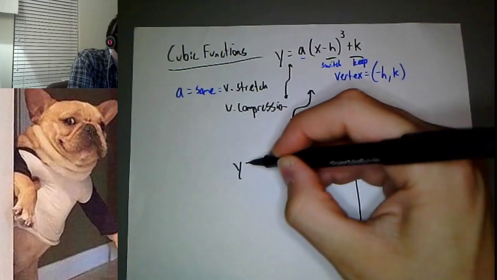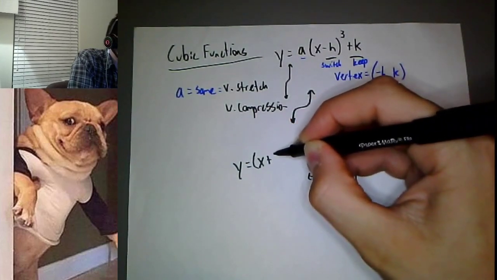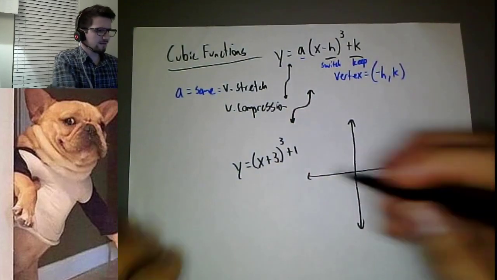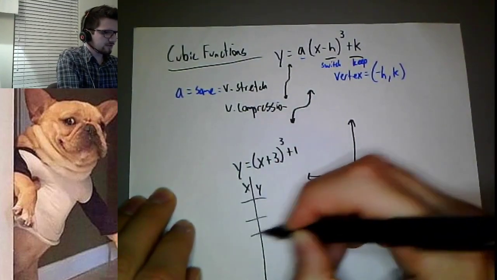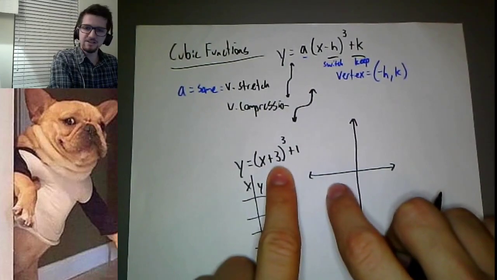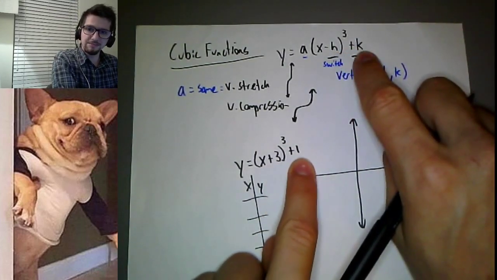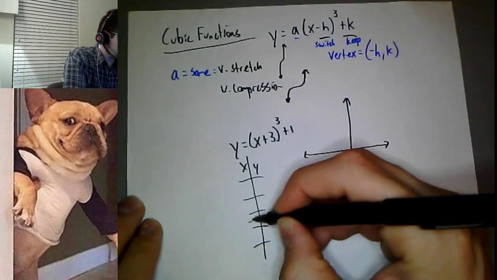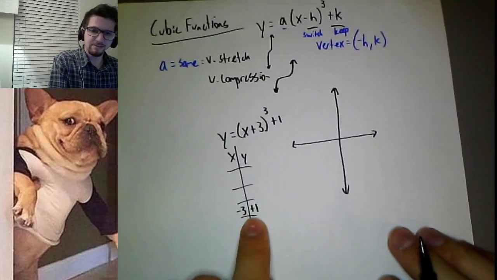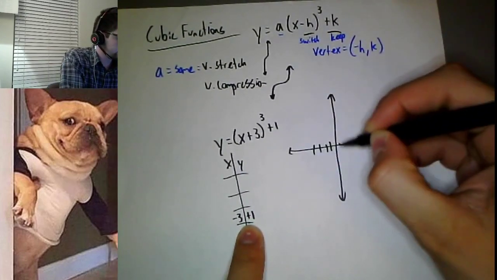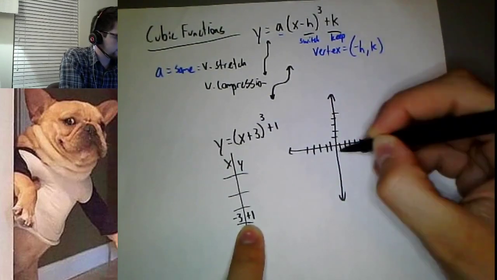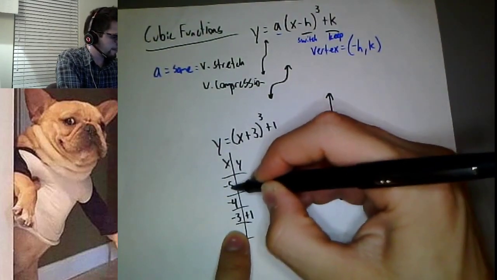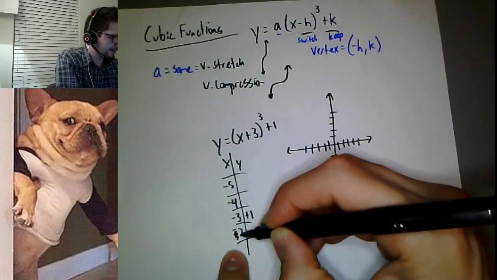Let's take a basic one. Y equals x plus 3 cubed. I'm going to regret that. Plus 1. X, Y, T table. 1, 2, 3, 4. What is my vertex? Opposite of H. Keep the sign of K. So opposite of 3 is negative 3, positive 1. Negative 3, positive 1. That's going to be my first point. So, going down 1, down 2, up 1, no, oops, up 1, up 2.